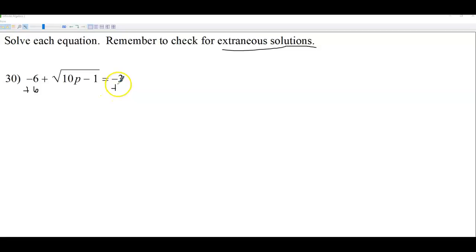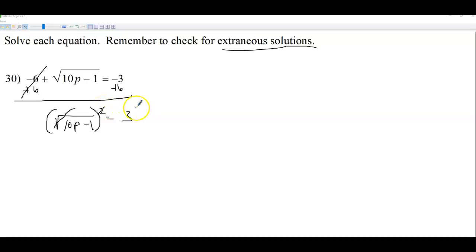We're going to start by adding 6 to the other side. We want to get rid of any number that's outside of the radical. That gives me 3. Now, how do you get rid of a square root? Well, the way you get rid of a square root is by raising it to the 2nd power. Second powers cancel out square roots, which I'm allowed to do so long as I raise both sides to the 2nd power. So now I've got 10p minus 1 equals 9.